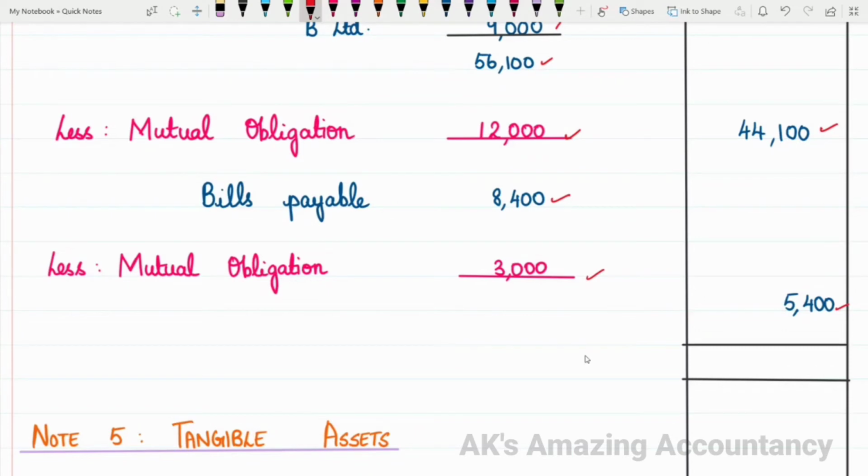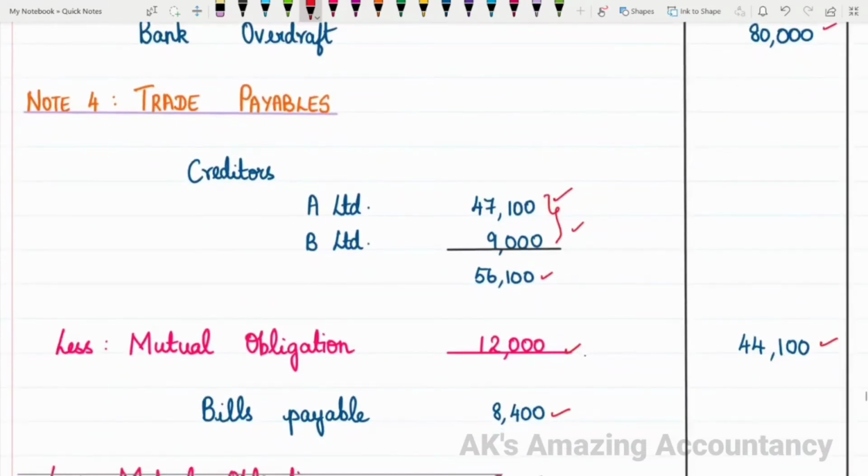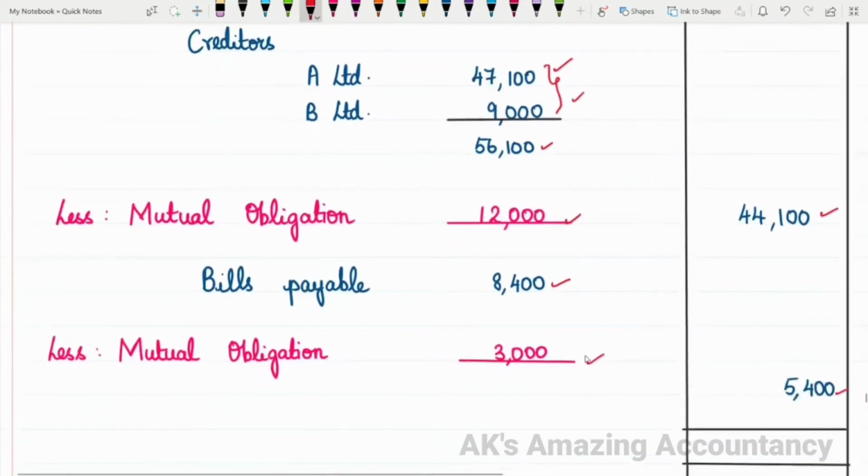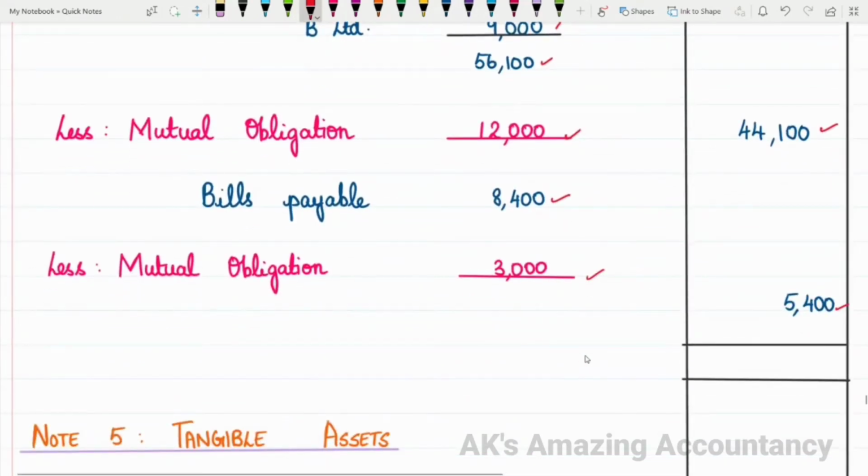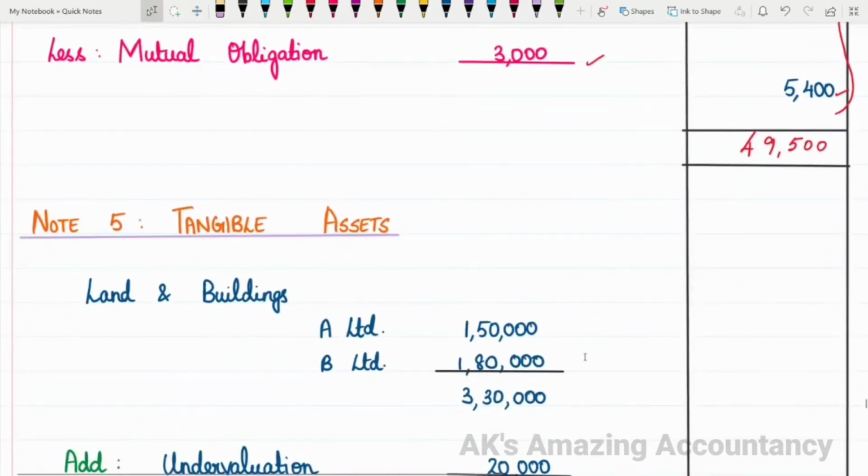Now let us see what will be the total of note 4. Note 4 is trade payables. The total of note 4 will be 44,100 plus 5,400, which will give us 49,500. Now let us proceed to the next note, that is note 5, tangible assets.